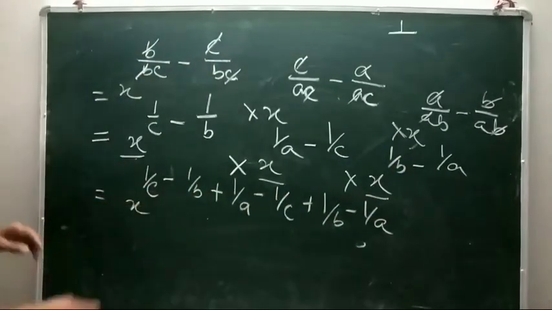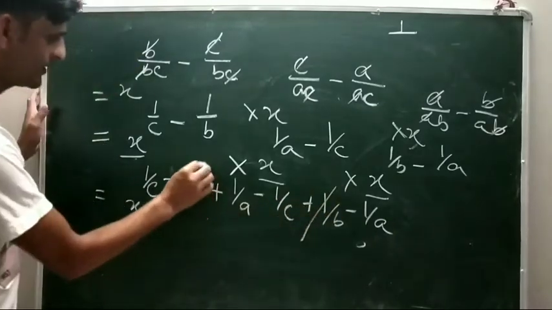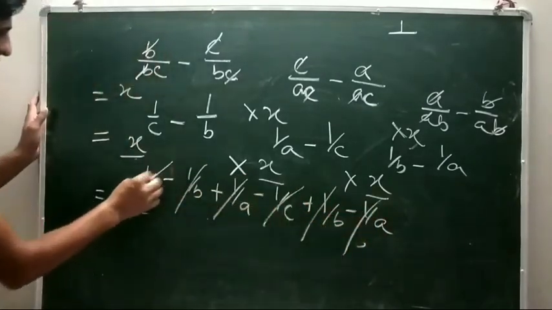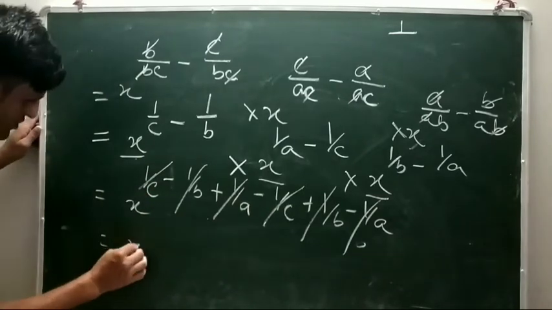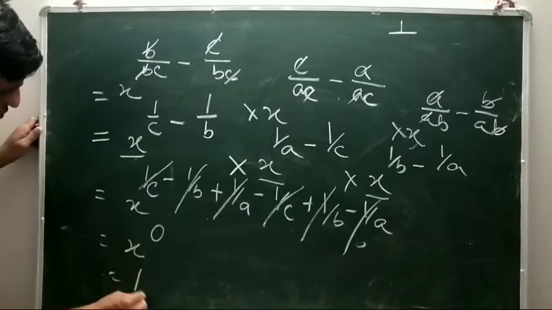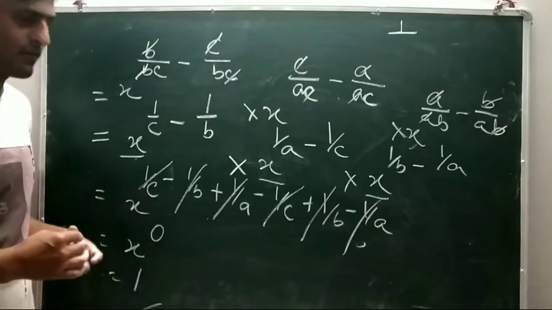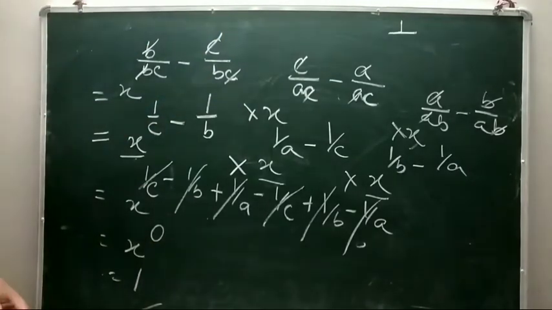Now look here, minus 1 by B plus 1 by B cancel. 1 by A minus 1 by A, 1 by C minus 1 by C cancel. So that means x to the power 0, which is equal to 1. So that is what we had to prove in the question. So in this way we will do question number 19.